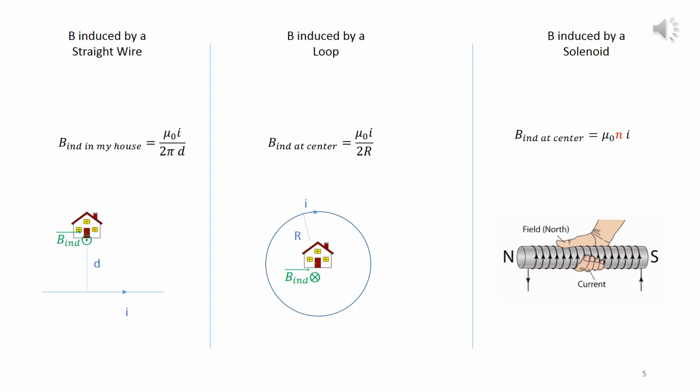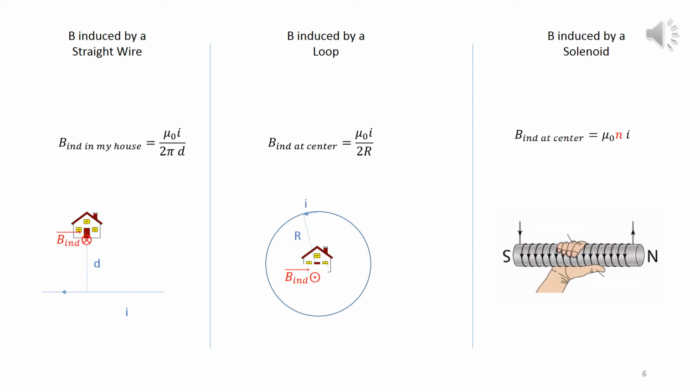In the last example, for the solenoid, you put your fingers with the current I, circulating along the loops, so you find the thumb is going from south to north, so the magnetic field inside the solenoid is directed this way. Okay, you can practice by inverting the current's direction.